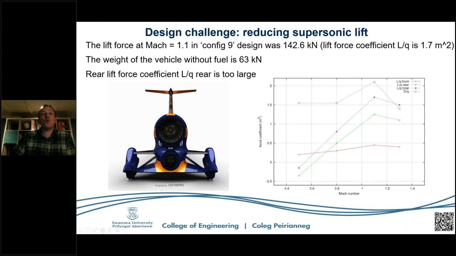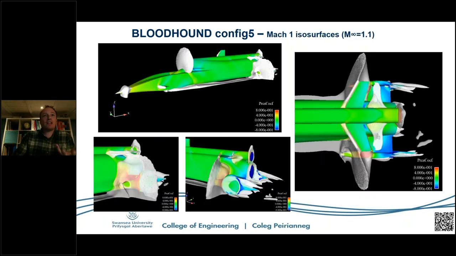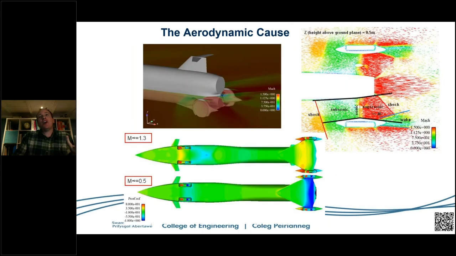So the first thing we did was spend an awful lot of time visualizing the CFD solutions in this region of the car, trying to get our heads around why we were getting this problem, like what was driving this problem. Do we understand the physics of this problem? And we got to the point where we realized that we had inadvertently created for ourselves a kind of converging-diverging nozzle, which is specifically designed, if you want to accelerate fluids, that's what you use to accelerate a fluid through Mach 1 and to supersonic speeds.